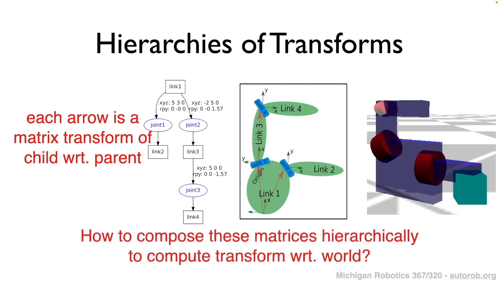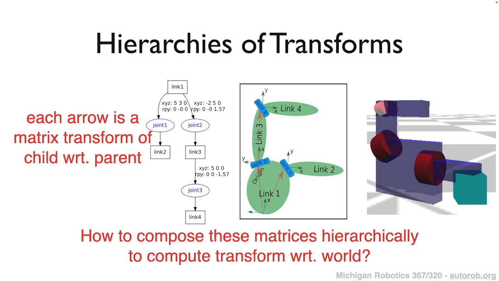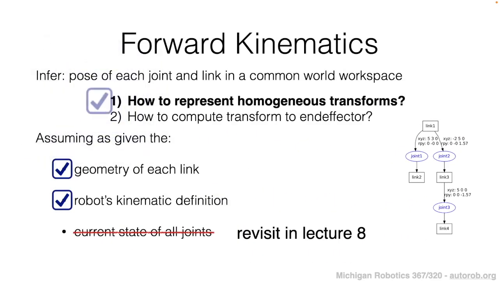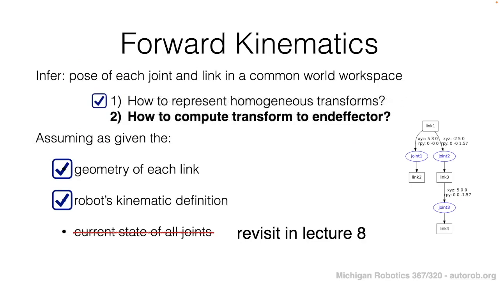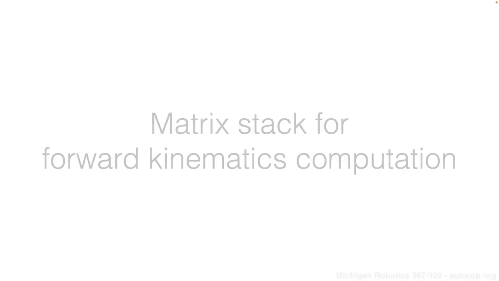So how are we going to compute these matrices in order to arrive at our transformation for each part with respect to the world? Well, the answer to that is forward kinematics, and in particular, we're going to be using what's called matrix stack recursion, which we're going to walk through now. Ultimately, the goal of this portion of the lecture is to discuss how we can compute a transformation for the pose of the end effector in the world coordinate frame. We can think about that as the ultimate output of our forward kinematics.